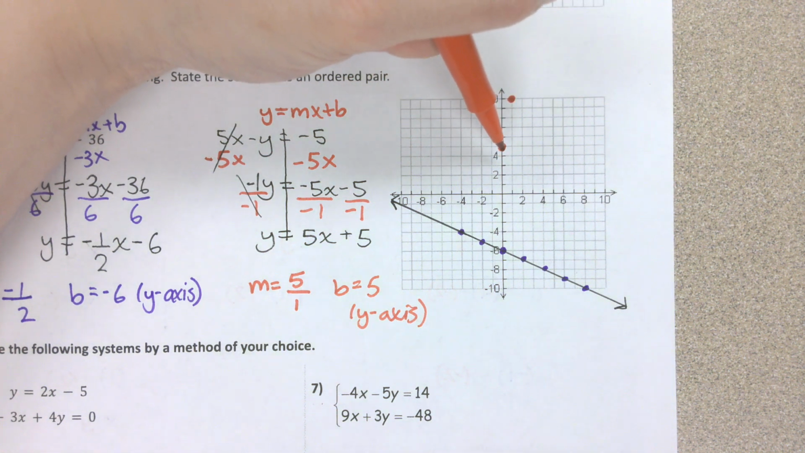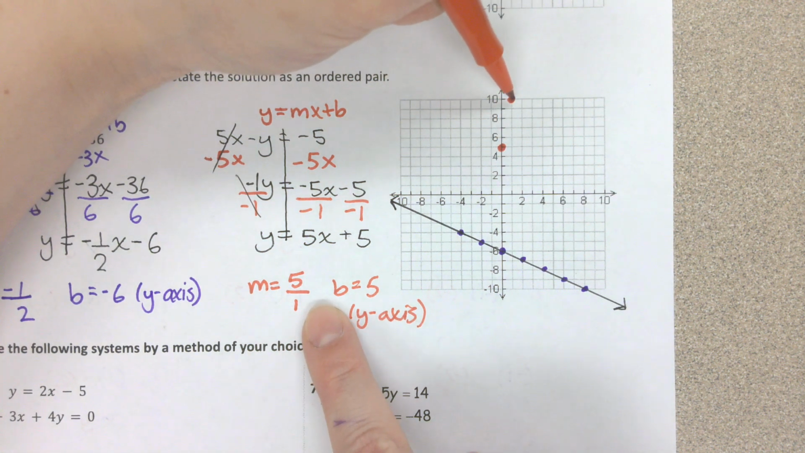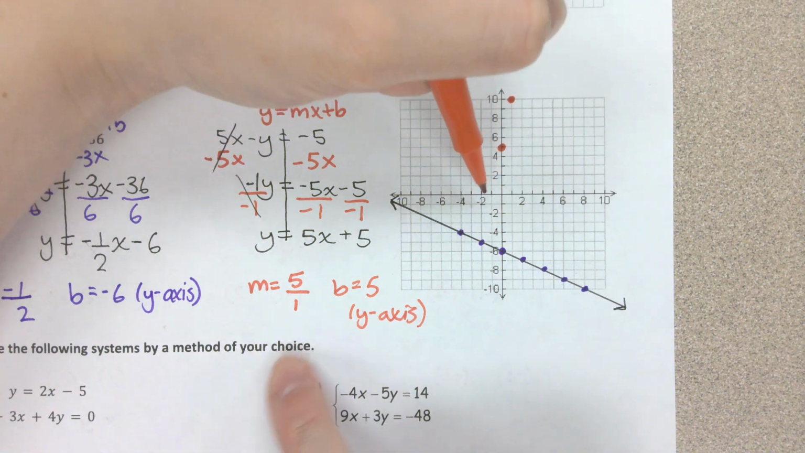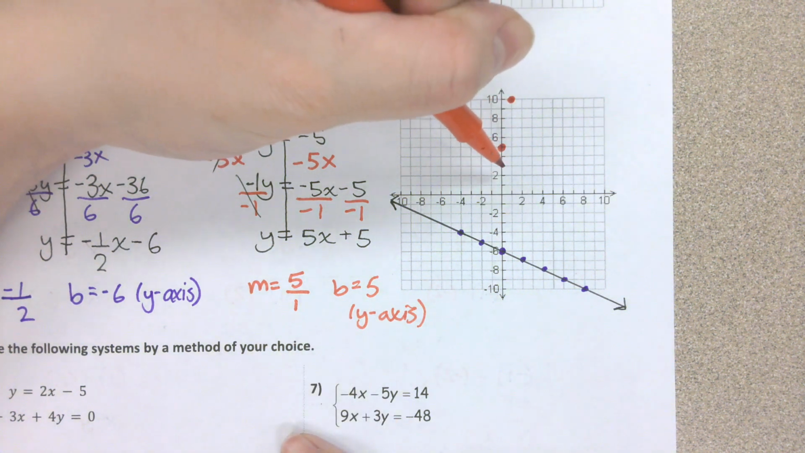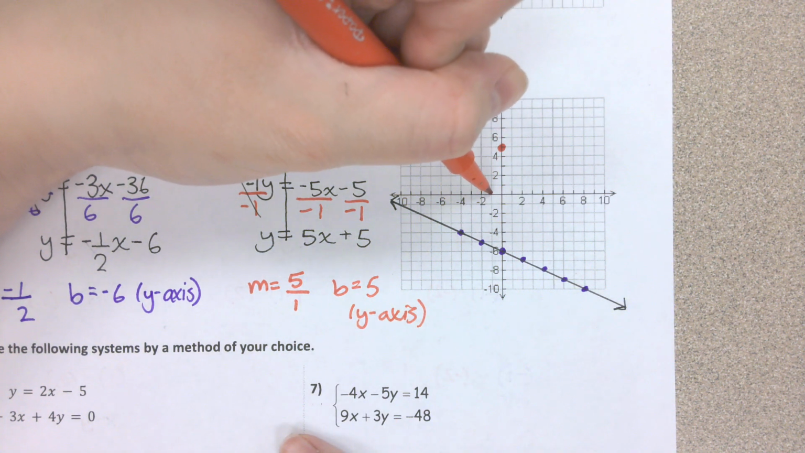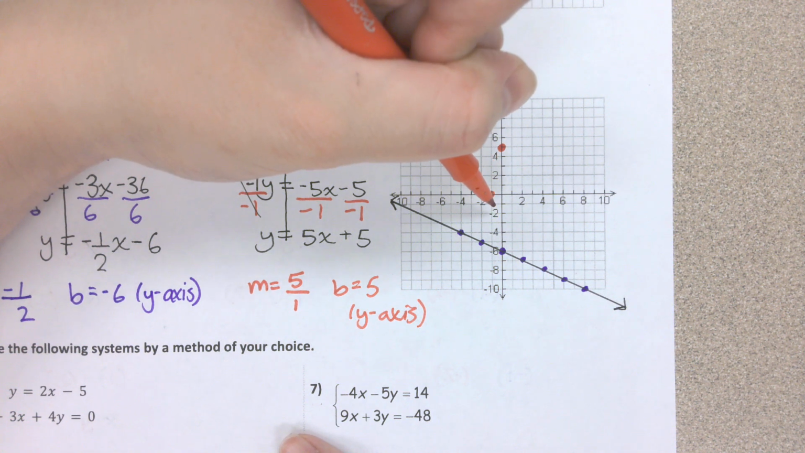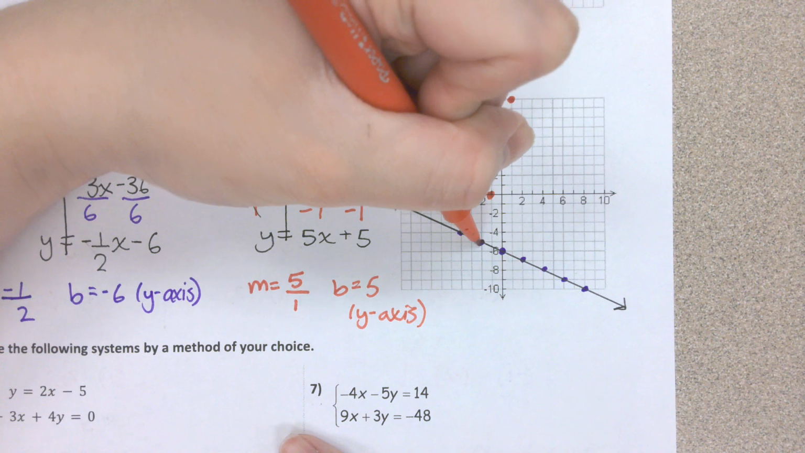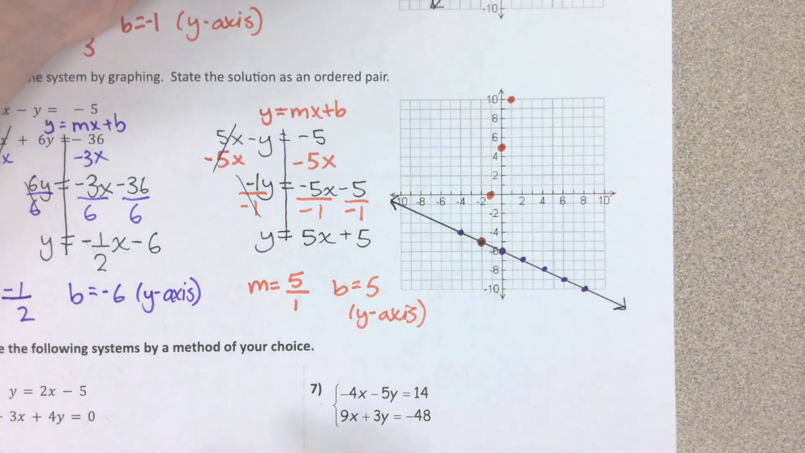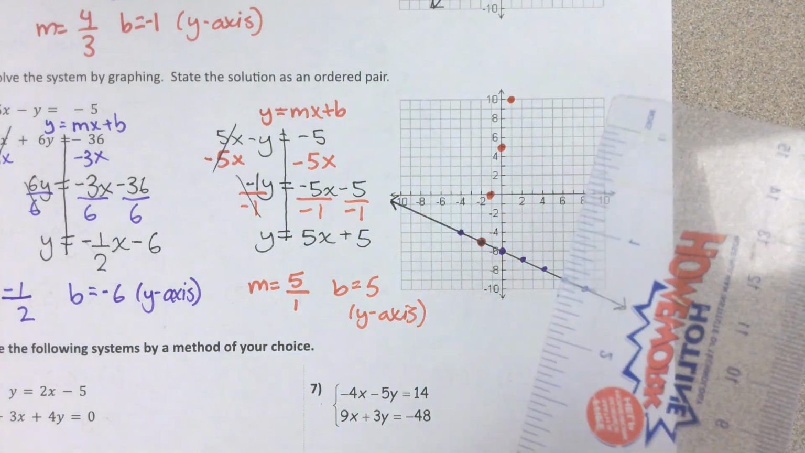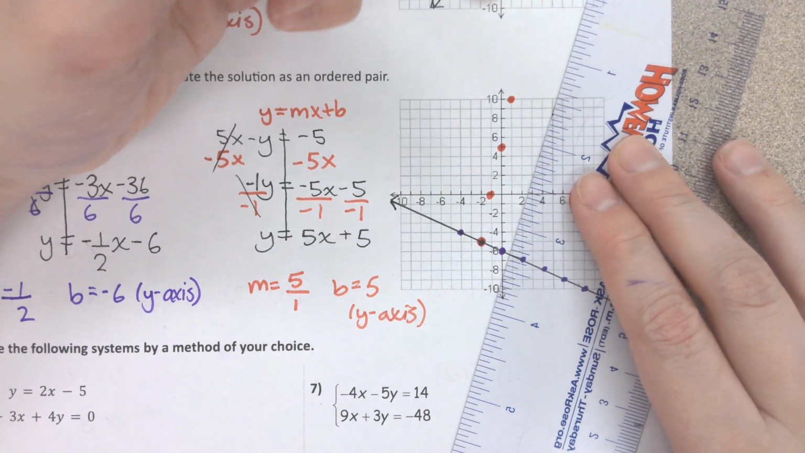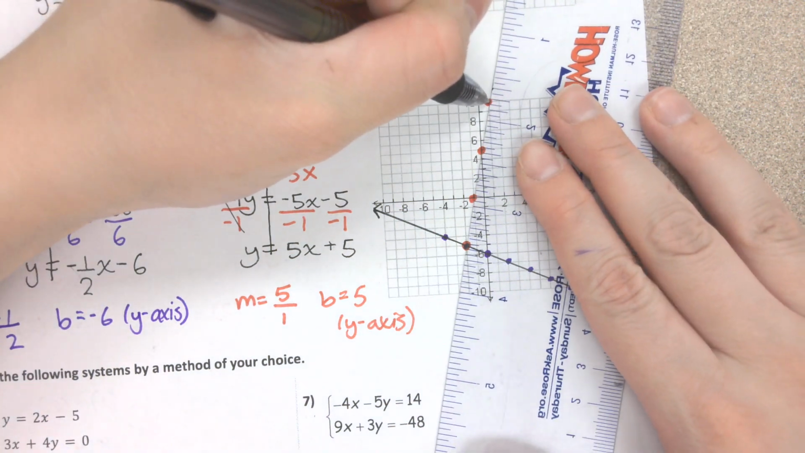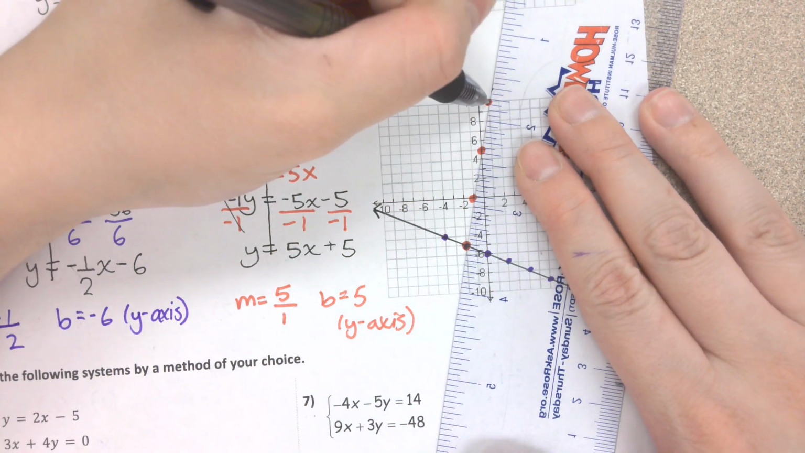So we're just going to go backwards. Instead of up 5, right 1, we're going to go down 5, left 1. So down 1, 2, 3, 4, 5, left 1. Again, down 1, 2, 3, 4, 5, left 1. So this point right here is where they meet. So now if you want to stop and draw your line, you can because we know where the crossing point is. If you want to keep going, that's fine too.